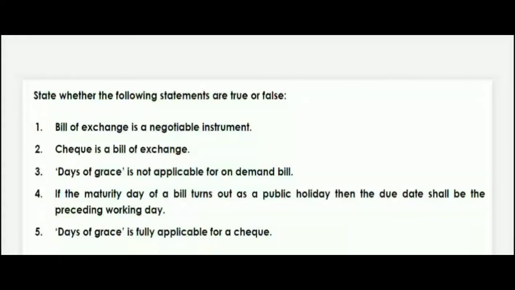So let's see guys, next question is true and false type. The question is, a bill of exchange is a negotiable instrument. Is it true or false? So, well, it's true, completely true. A bill of exchange is a negotiable instrument. Next question is, a check is a bill of exchange. Is it true or false? So, well, a check is a bill of exchange, right? You give a check to someone.